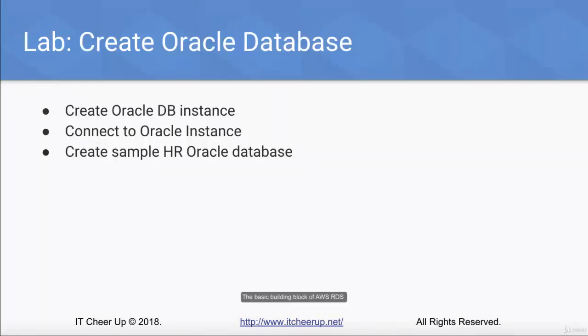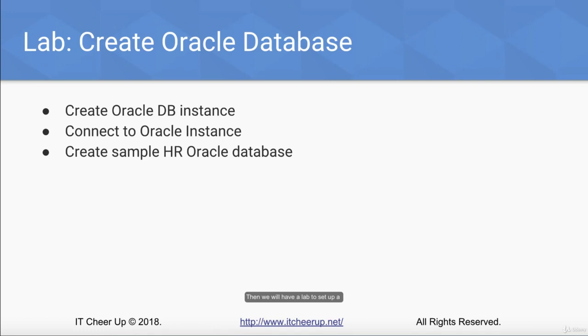The basic building block of AWS RDS is the DB instance. In this lab and the next lab, we will create a sample DB instance with the commercial database engines, Oracle and MS SQL. We will set up the DB instance with public access so you can connect to the DB instance and run a simple query. After you're done with the lab, we will delete the sample DB instance. These two labs will help you to understand the DB instance.